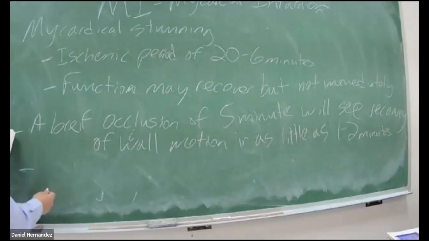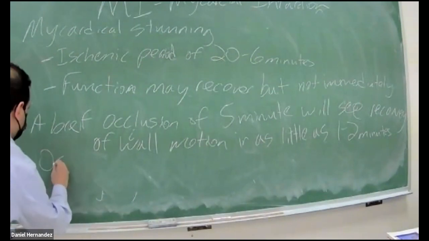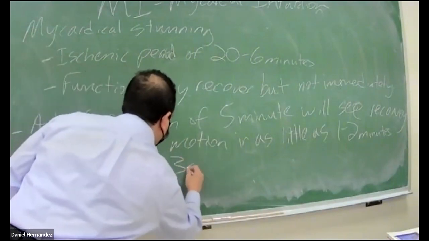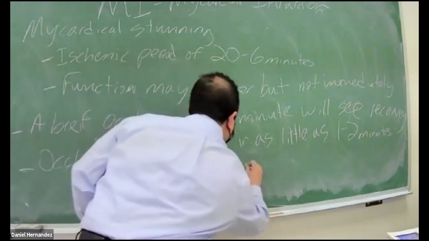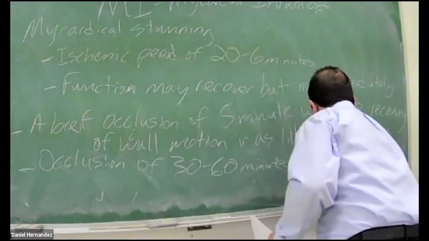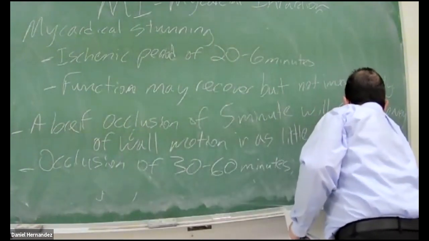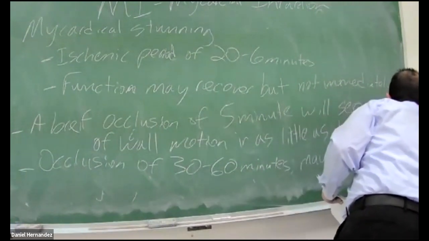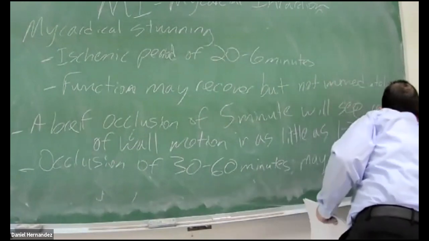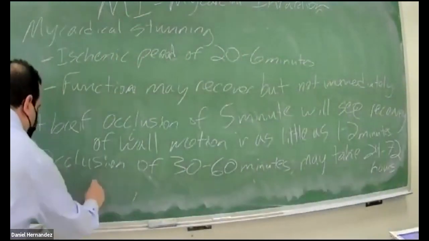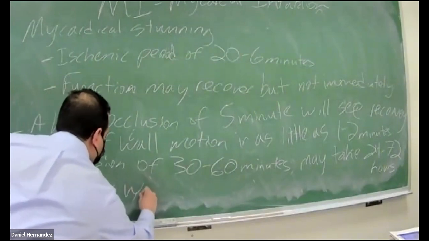Then occlusions for 30 to 60 minutes may see wall motion return within 24 to 72 hours. So occlusions of 30 to 60 minutes take 24 to 72 hours for wall motion to return.